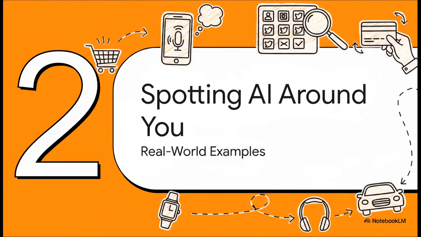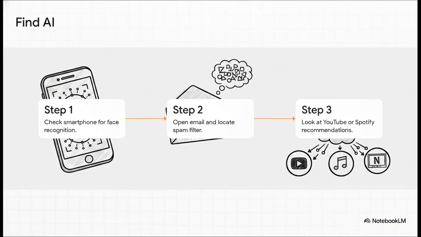Moving right along to Section 2, spotting AI around you. Let's do a live exercise right now to spot narrow AI hiding right inside your pocket, because you might not even realize how often you interact with it. If you follow these 3 simple steps on your devices, you're going to be looking directly at narrow AI systems collecting data and running algorithms to make your life easier. Step 1. Just check your smartphone for face recognition. That system is specifically trained to map and detect the unique patterns of your face.